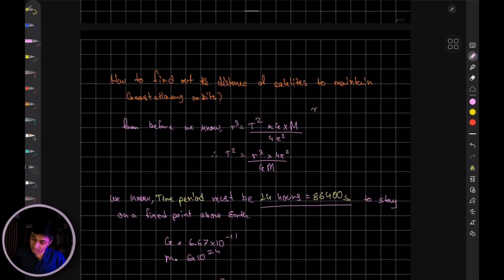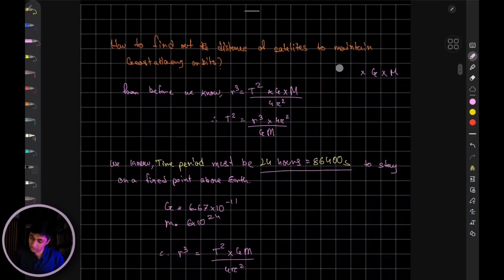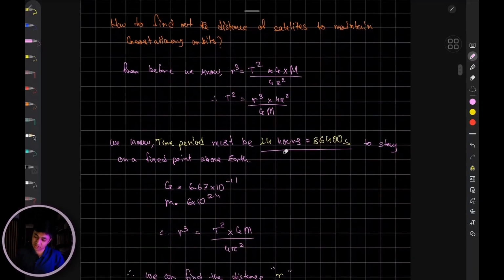We found out that r cubed is equal to time period squared times gravitational constant times the mass of Earth divided by 4 pi squared. So now if you make r the subject, you know the time period needs to be 24 hours. If you convert that to seconds, 24 hours into 60 minutes into 60 seconds, that is going to give you 86,400 seconds. So you also know the values for gravitational constant, you know the mass of Earth.